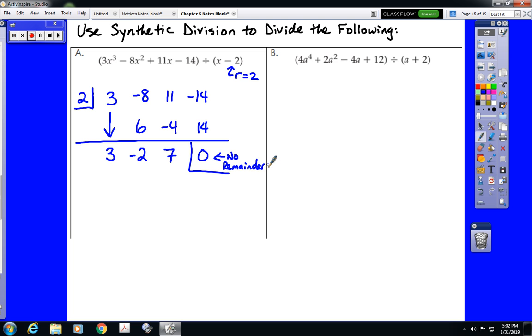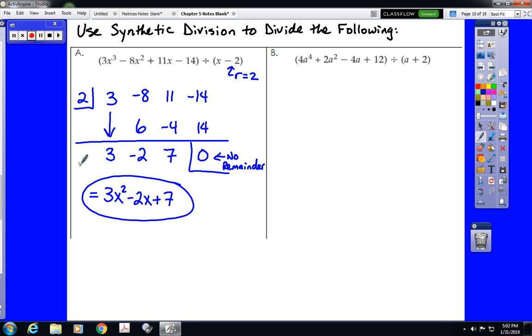So we still will not have to deal with that. Again, we started with x cubed, we divided by x, so our answer should start off with x squared. So it's 3x squared minus 2x plus 7. And there's no remainder, so we don't need to deal with that yet. Our answer would be 3x squared minus 2x plus 7.